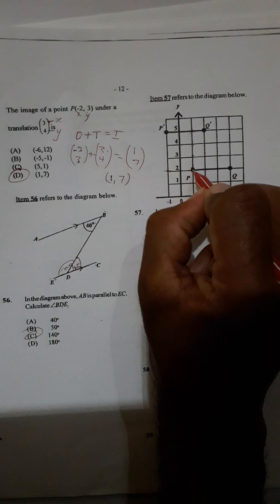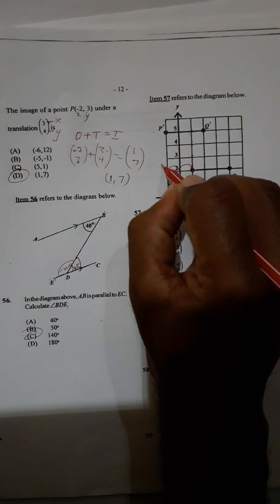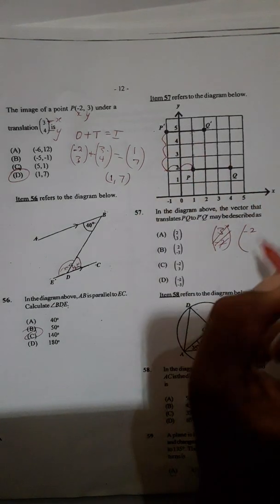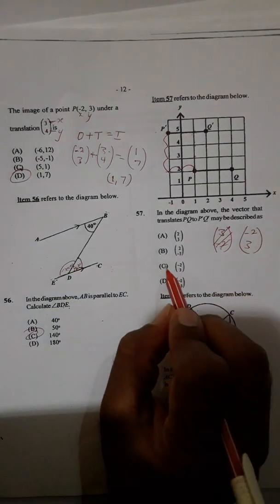And then we move 1 time, 2 times. Now we're going up. 1, 2, 3. So that will be our answer.